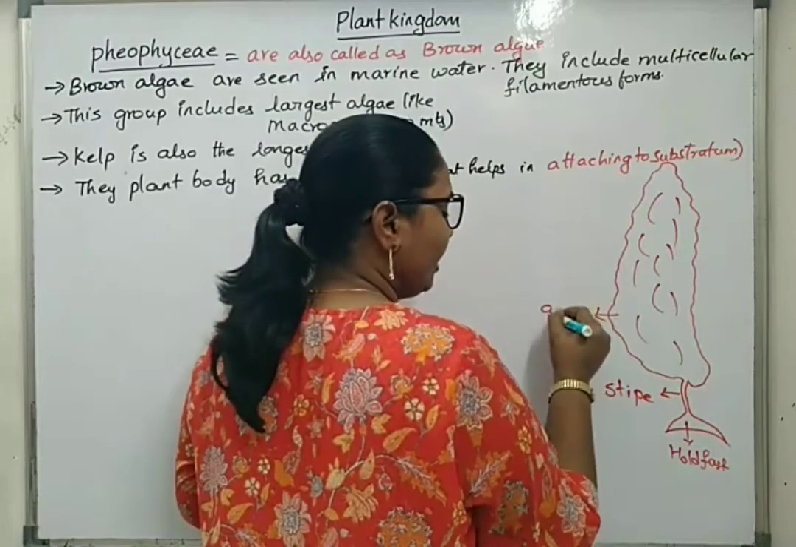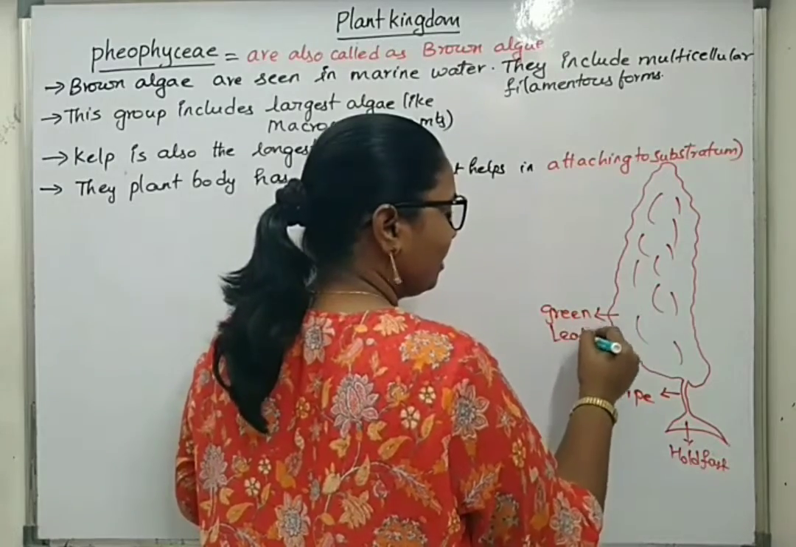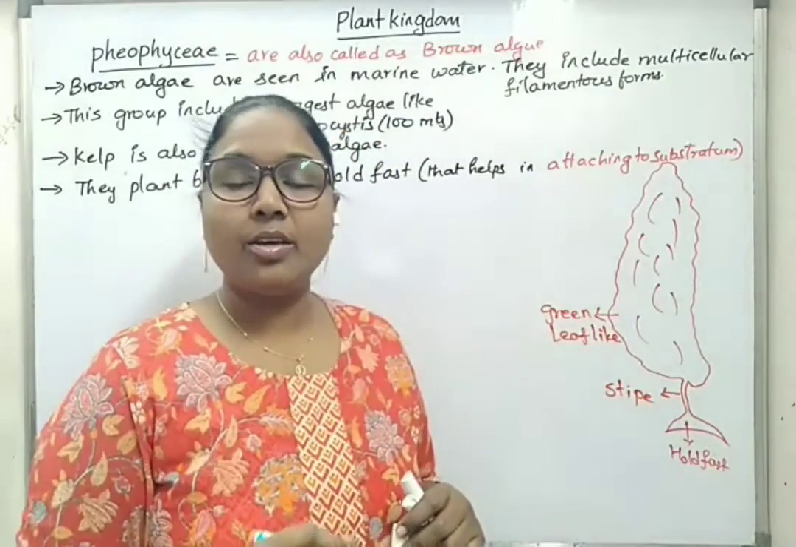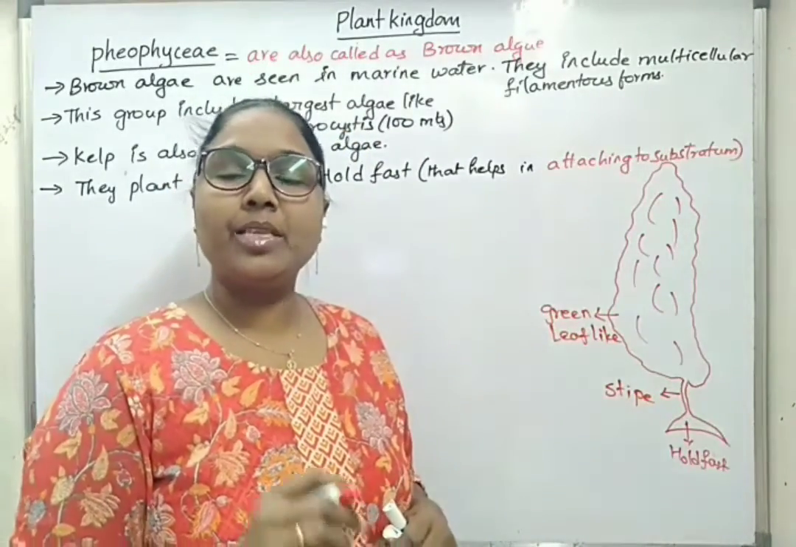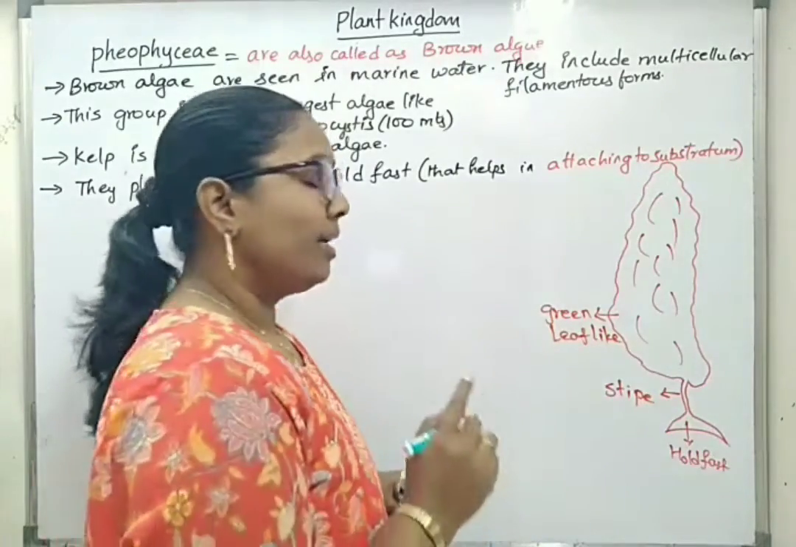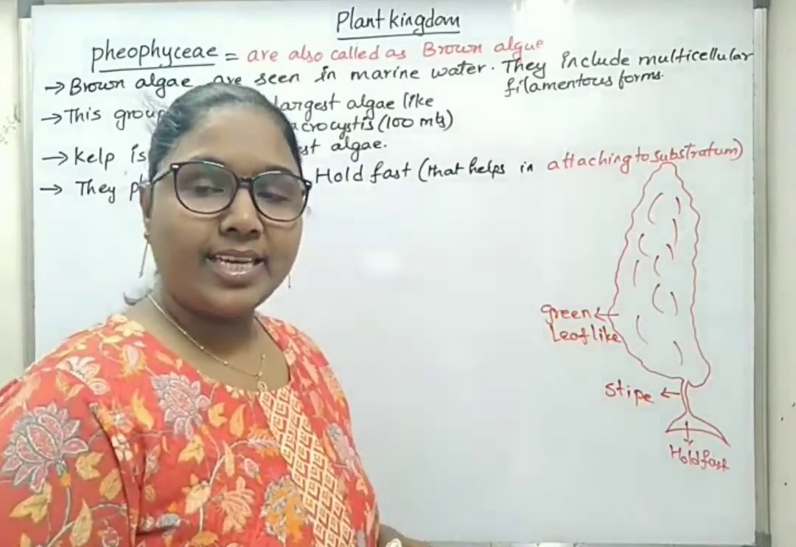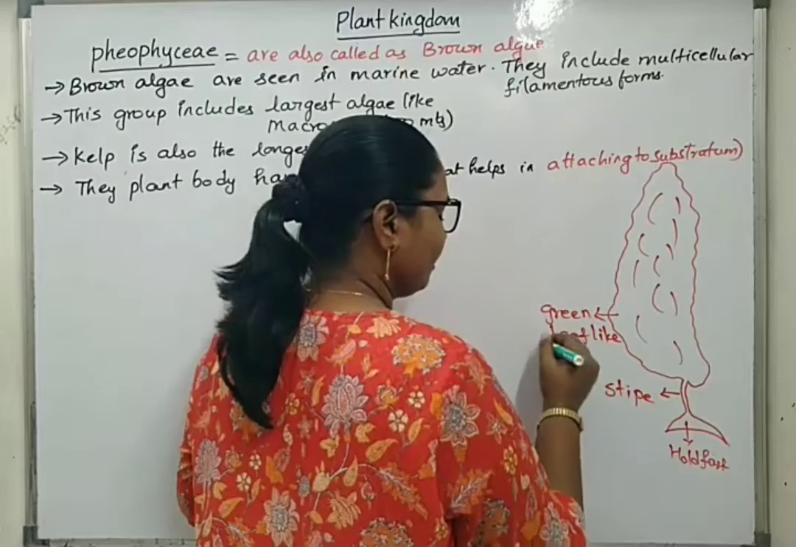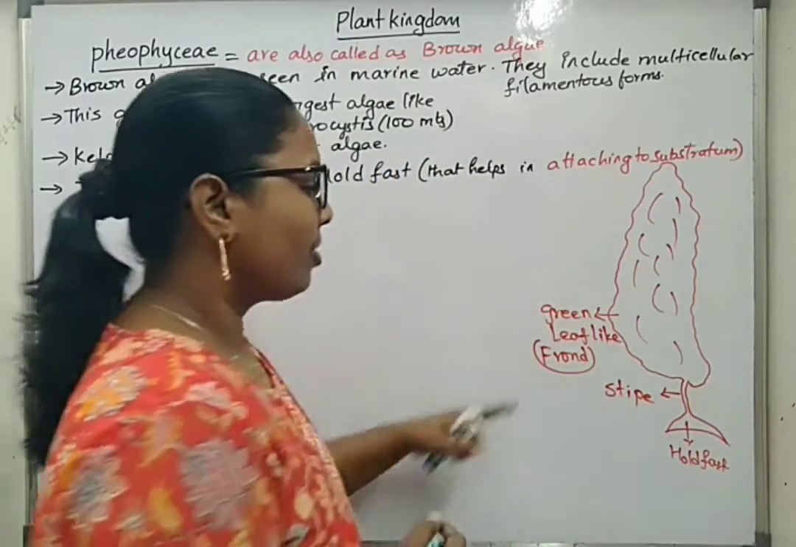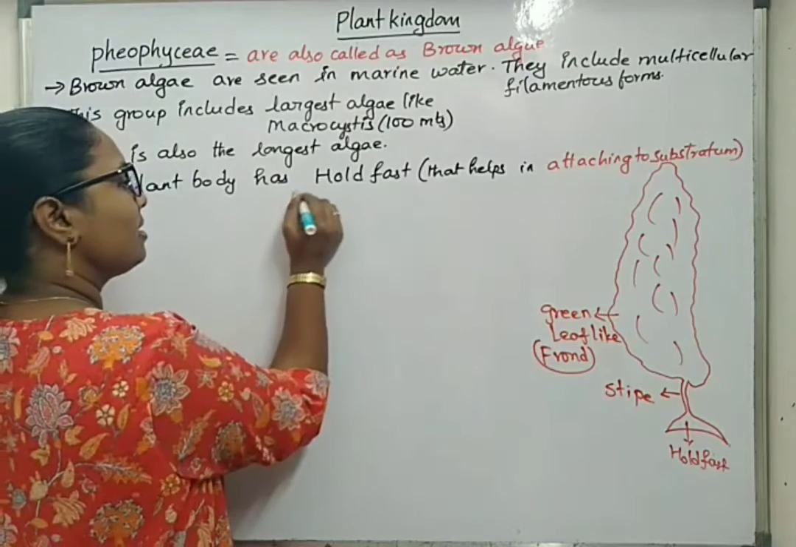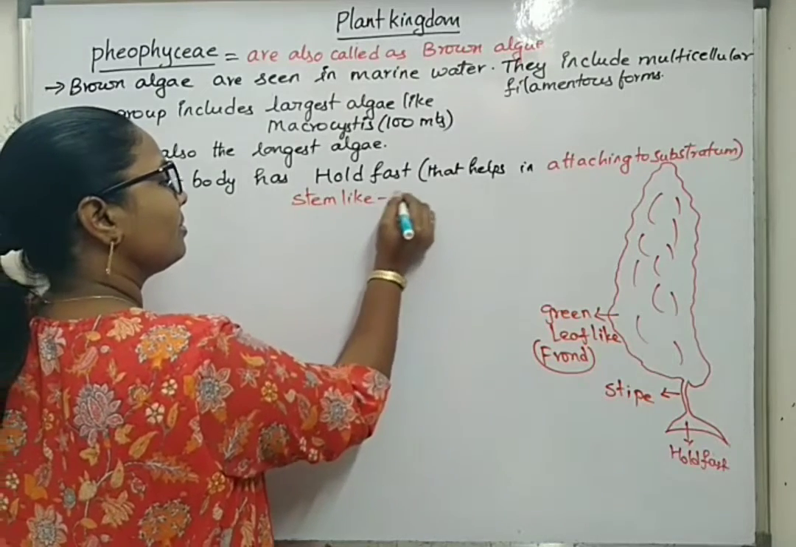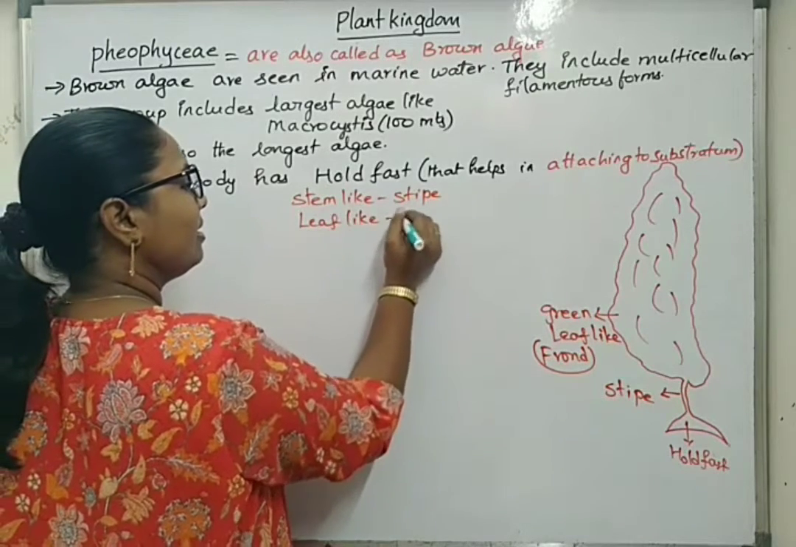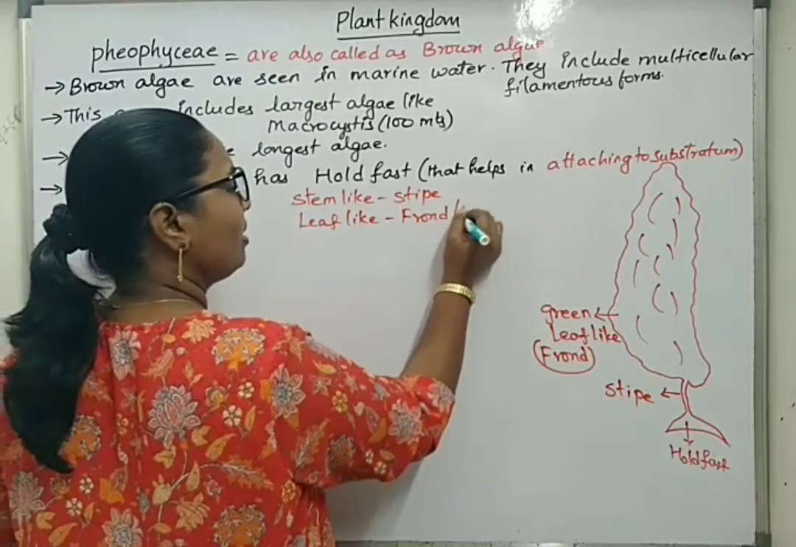Now this is green leaf-like. The total structure will be leaf-like. That is called as frond or lamina. So this group members are also given a term like laminaria. These group members are also called as leafy stage algae, like frond. This is also called as frond, and this is stipe. Stem-like stipe and leaf-like frond or lamina.